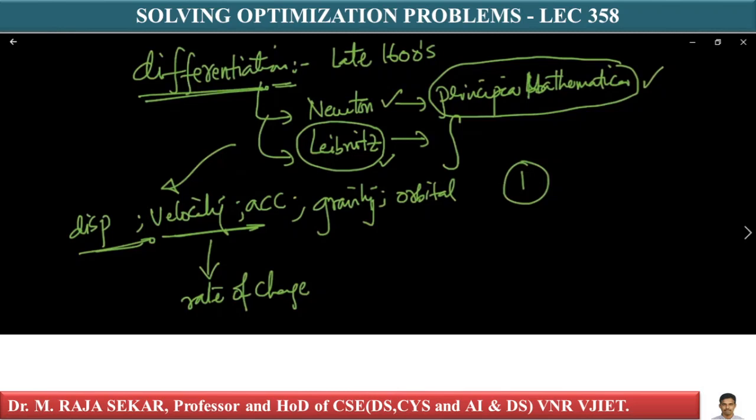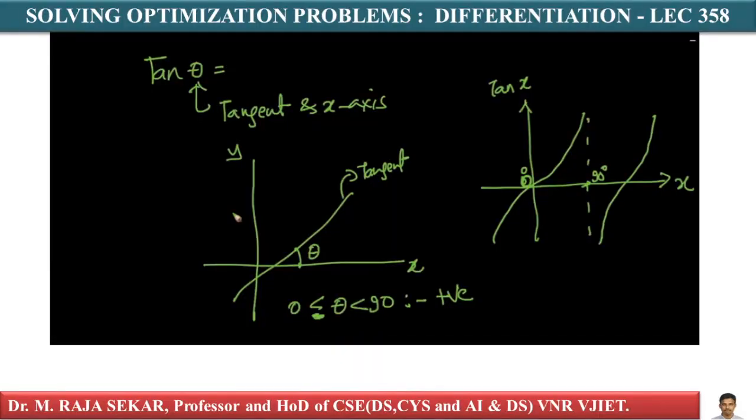What is this tan theta? What does it mean? Theta is the angle between the tangent and the x-axis. That you must understand. Theta is the angle between the tangent and the x-axis.